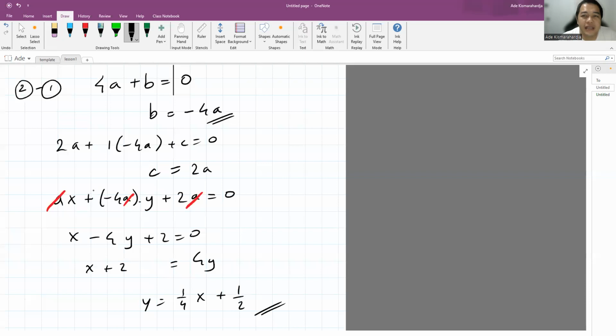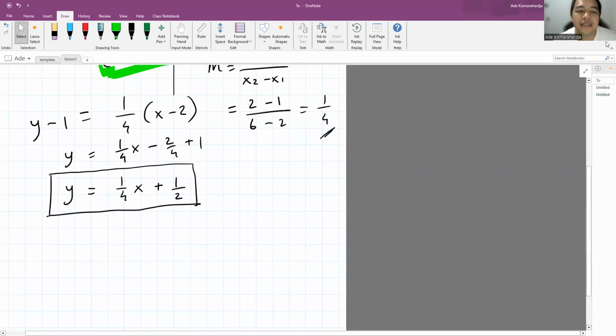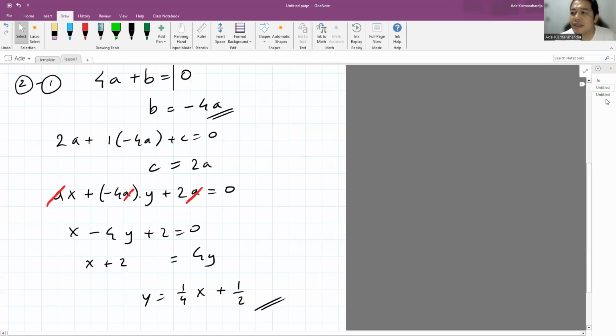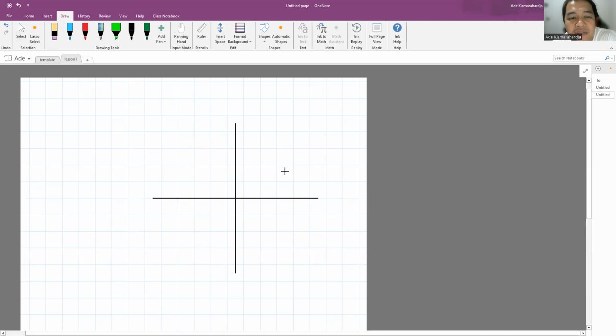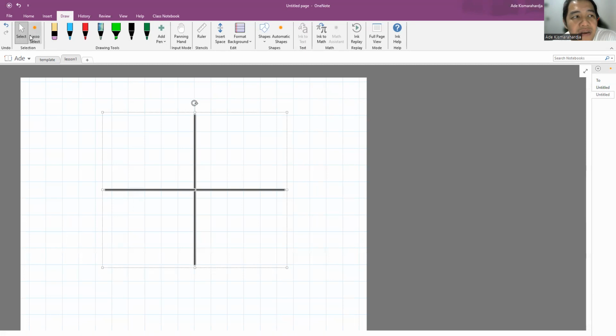So that's actually the same equation that we got before, yes? 1 over 4x plus 1 over 2, that's good. Now, let me show you another way we can get the equation of a straight line. This is probably something you have not seen before, yeah? What I'm going to do is use the knowledge of vector. This is something you probably need to see.